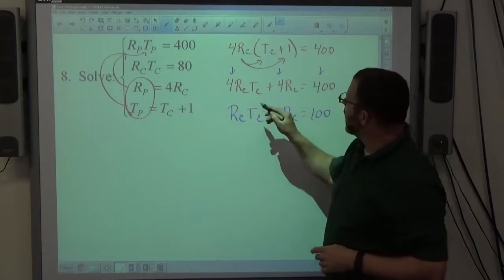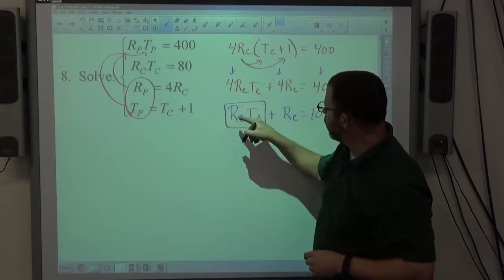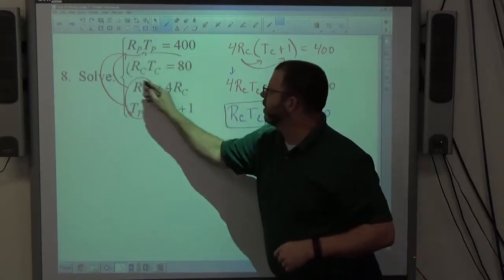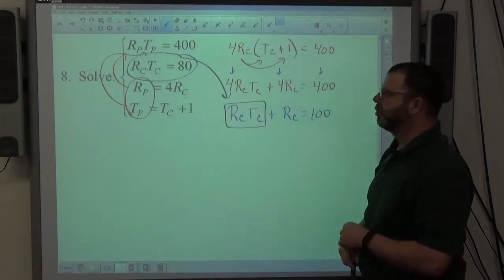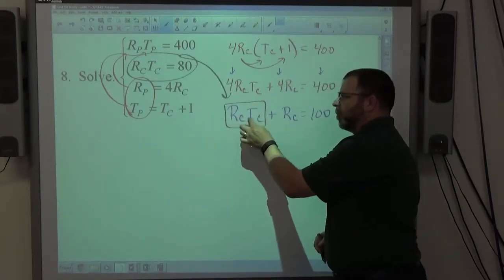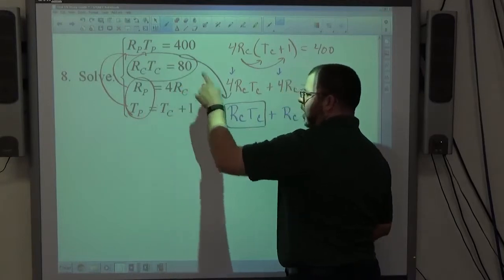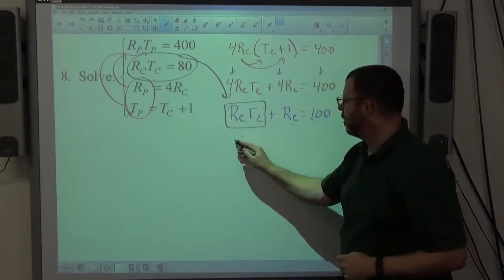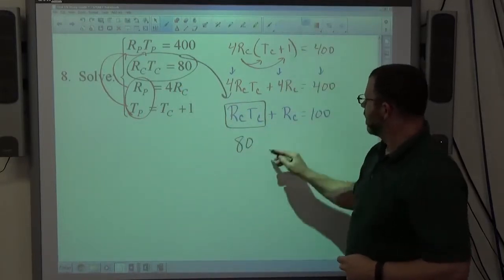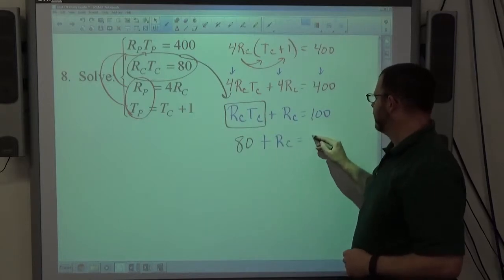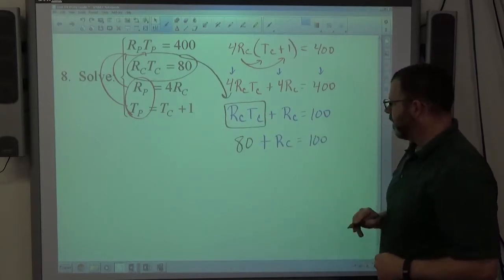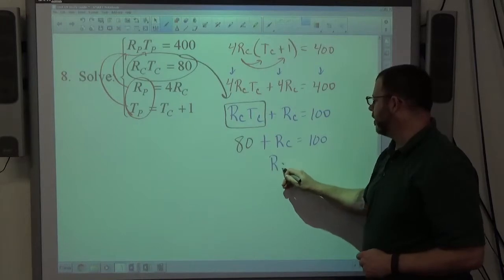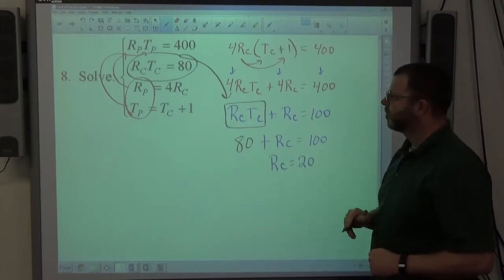And what you should expect to happen every time in these problems is one of the objects in here should have a known value. So I don't know what either one of these equals individually, but the product of these two things is 80. That's what I've got in my problem. So change this to an 80. Everything else stays as is. And if 80 plus r sub c is equal to 100, that means r sub c must equal 20.